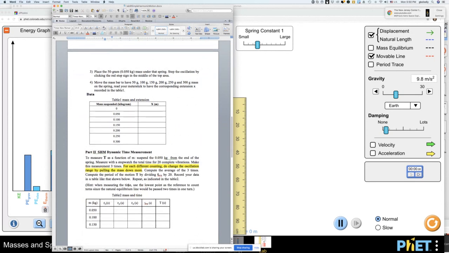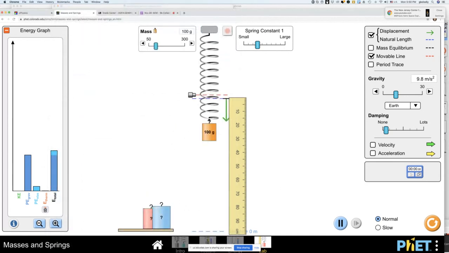Then you're going to hang different masses again and measure the period. It tells you here to do it 3 times. You don't have to do it 3 times, just do it once. You can measure the period, and to measure the period, you need to use a stopwatch, which is over here. You can set this up so that when you start this, the stopwatch will start.